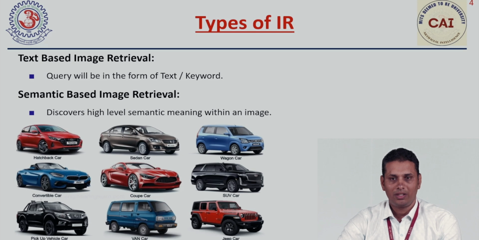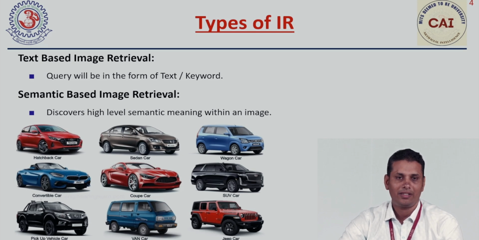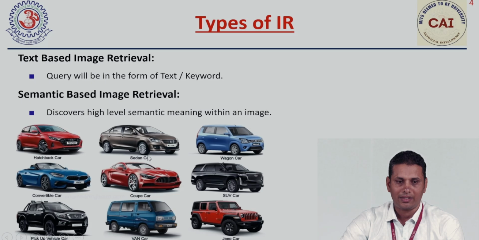Next, what are the different types of image retrieval we can go for? One is text-based or keyword-based image retrieval. What is this text-based retrieval? For example, I have a set of cars here, and I give a text query while searching from n number of images which may consist of cars, lorries, trucks, two-wheelers, all those things.